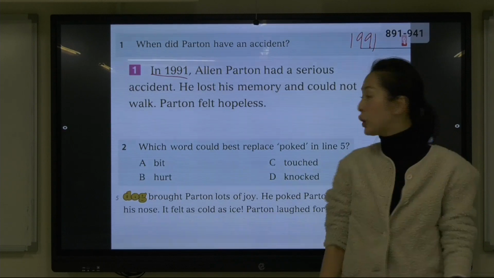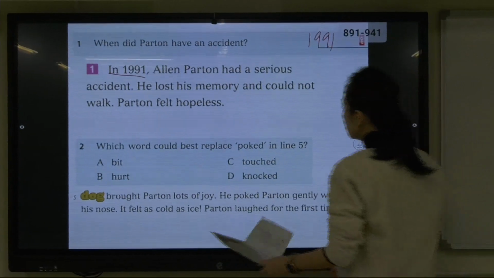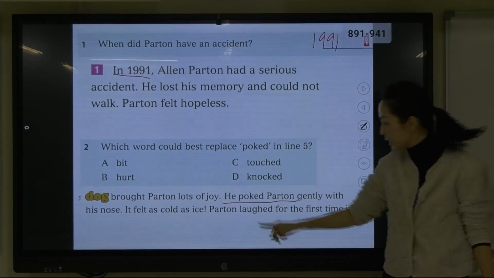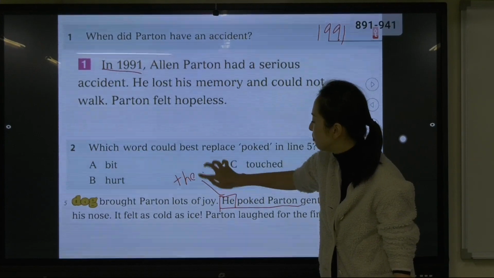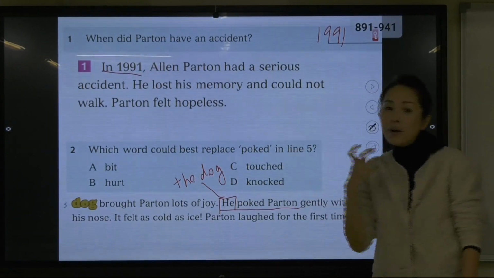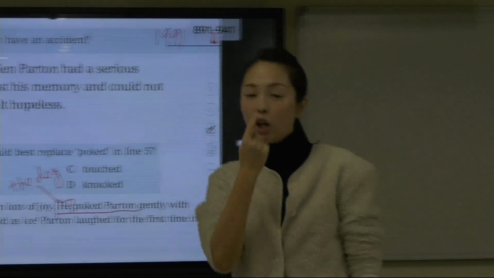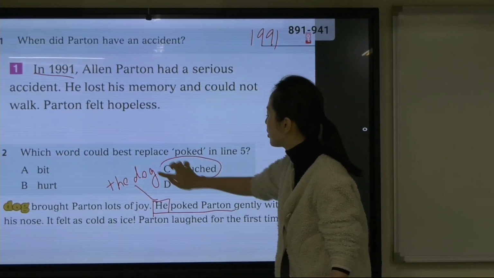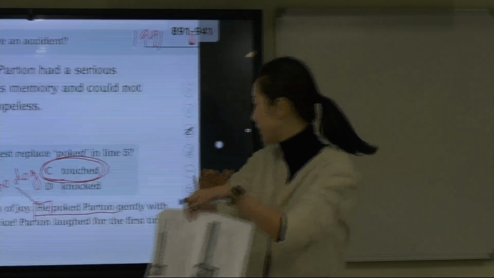Which word could best replace poked? So if we look at the sentence, he poked Parton gently. What is he? He here is the dog. So how can a dog poke the man? Usually the dog uses its nose to touch the man, right? Touch the man, okay, touch.